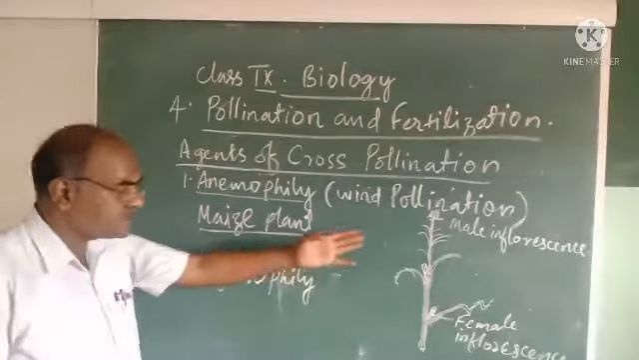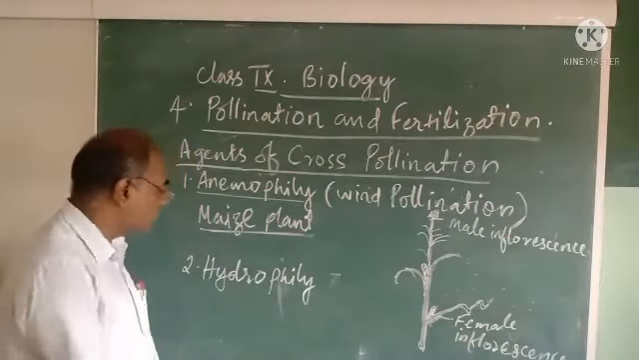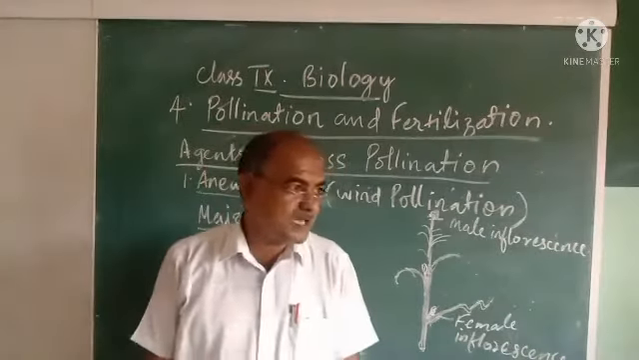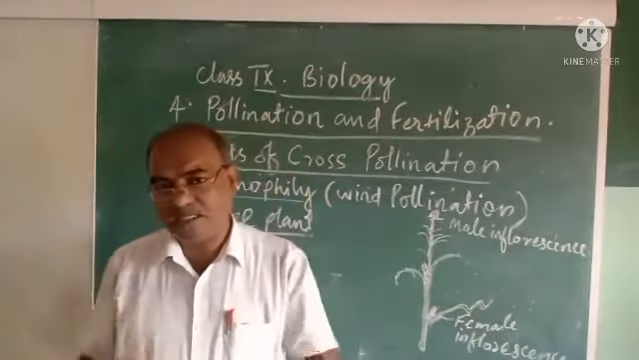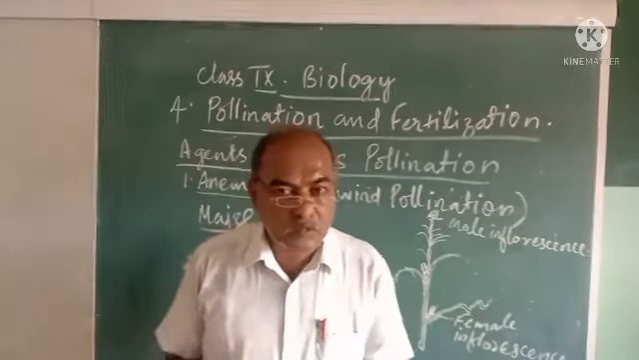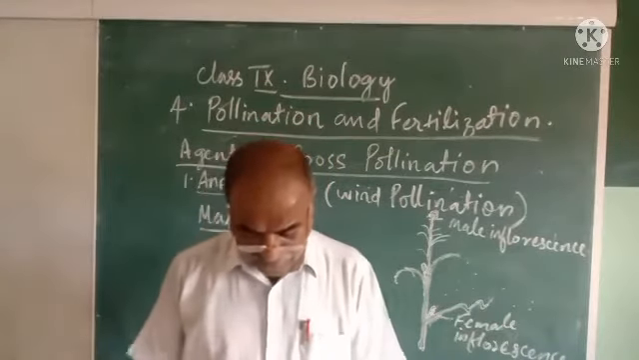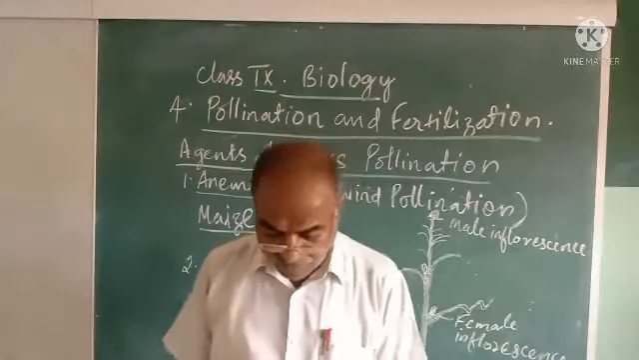Understand? So that is a simple process which takes place in the maize plant. Then the next one, hydrophily. A type of Vallisneria plant, which grows in the water. On the surface it grows up. That also has certain characteristic features, Vallisneria and Hydrilla, for example.